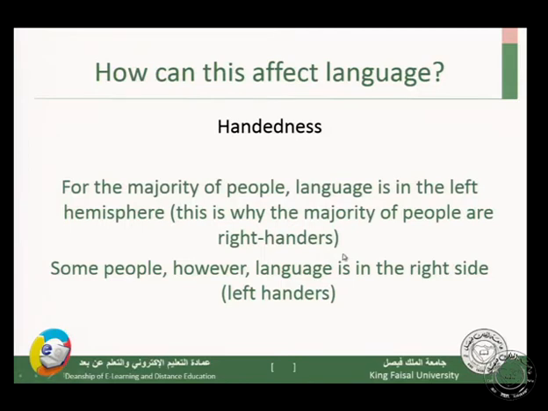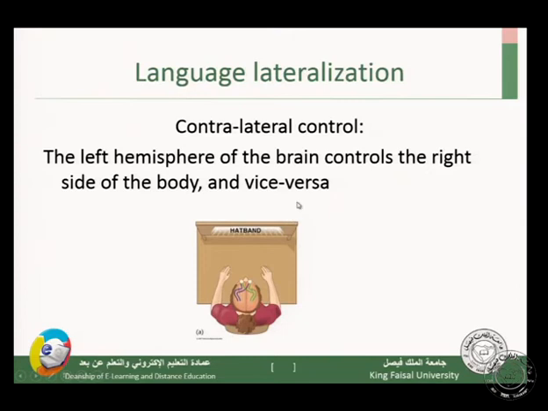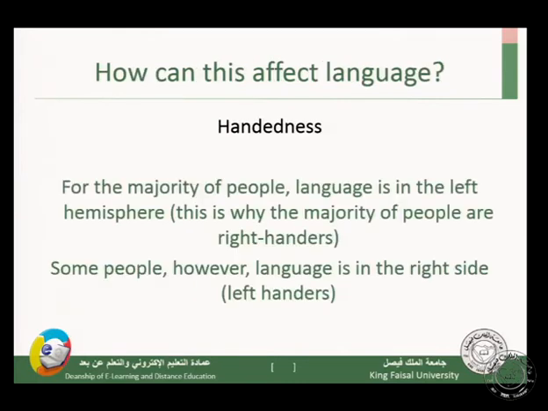What interests us here is the fact that the brain's control of the body is contralateral. The left side of the brain controls the right side of the body, and vice versa. And how does this influence our language abilities? One thing is handedness. Some people use their left hand to write, and some people use their right hand to write. Why is this? Of course it is because of the representation of language. Where is language based in your brain? Is it on the left side or the right side?